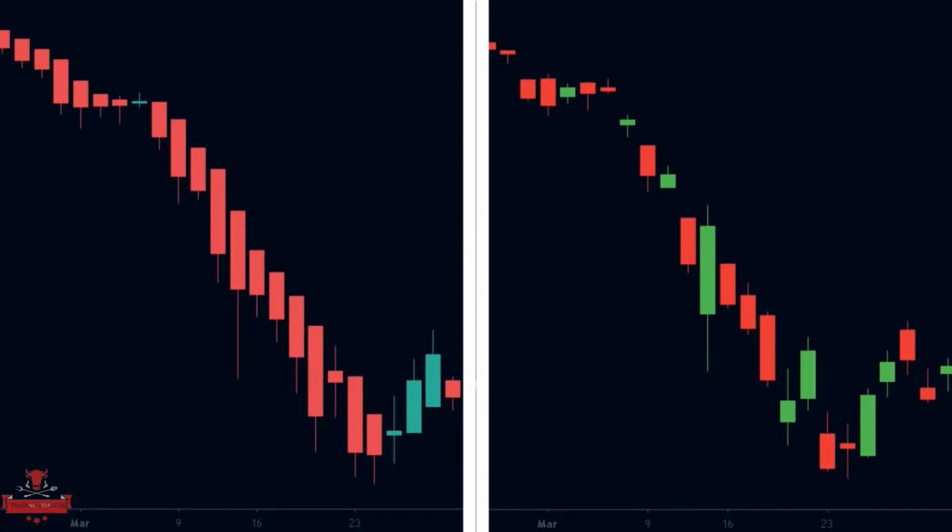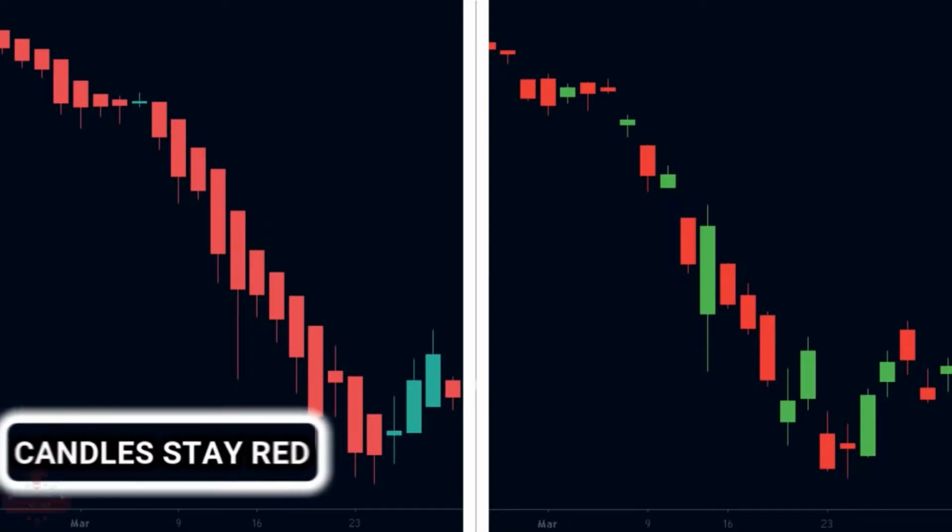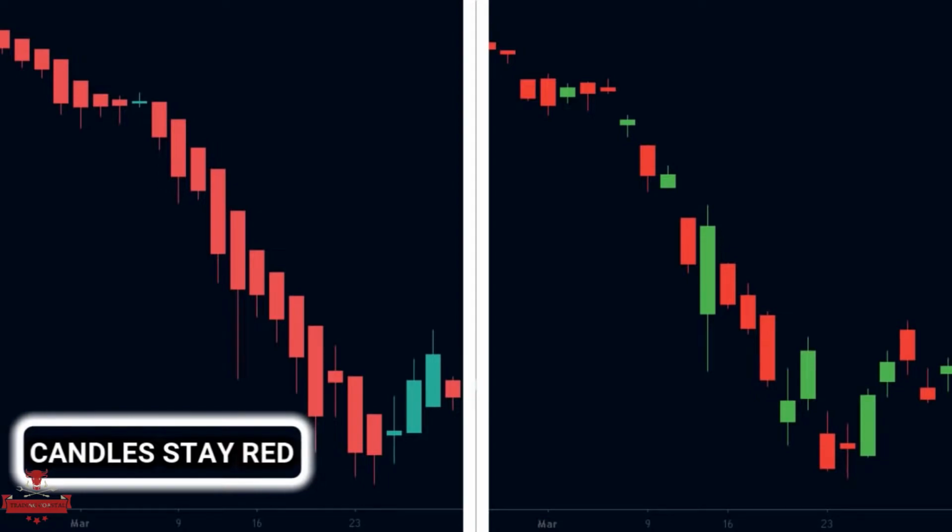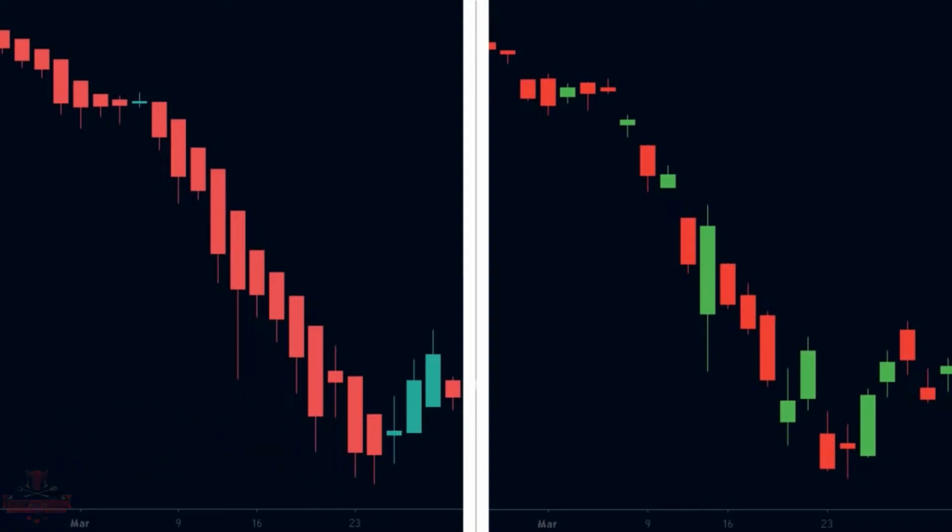On the other hand, if we look at the Heikin Ashi chart, we can see that the candles stay red for the whole downtrend. This shows a continuity of the trend. The trend can be clearly spotted and the chart is a lot cleaner.